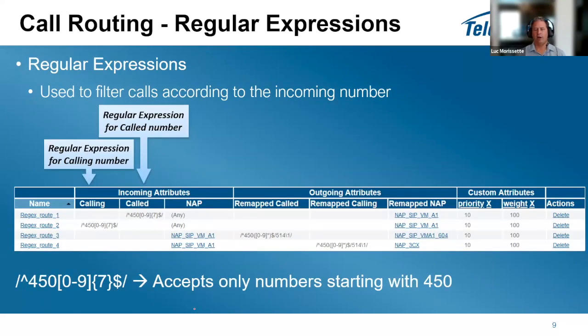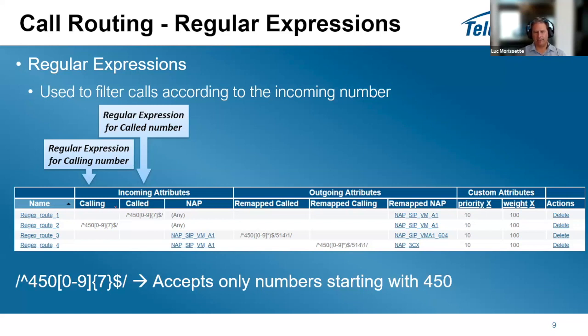You can have a regular expression. In the previous examples, I showed just NAP routing, so we only look at the incoming network. But of course, you can also filter according to the incoming number, either the called number or the calling number. Okay? So you can have different values here, and you can set straight up numbers, or you can set regular expressions, which is usually what we do.